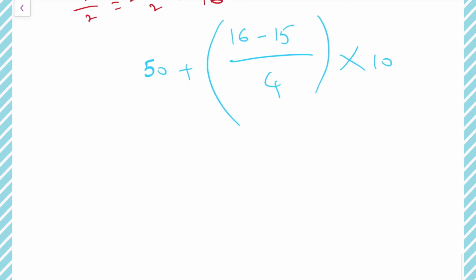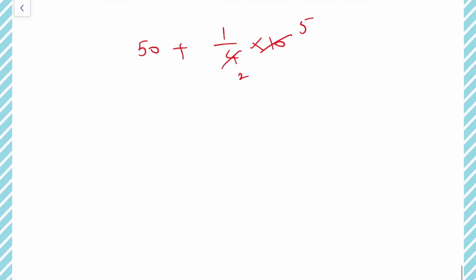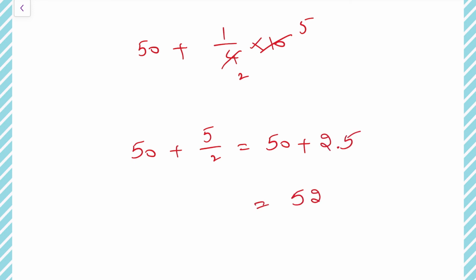Let us simplify this further now. 50 plus 16 minus 15, 1 by 4 into 10. 2 5s are 10, 2 2s are 4. So we remain with 50 plus 5 by 2. That is equal to 50 plus 5 by 2. If you do division, 2.5. 50 plus 2.5, 52.5. So finally, the median of the given data is 52.5.